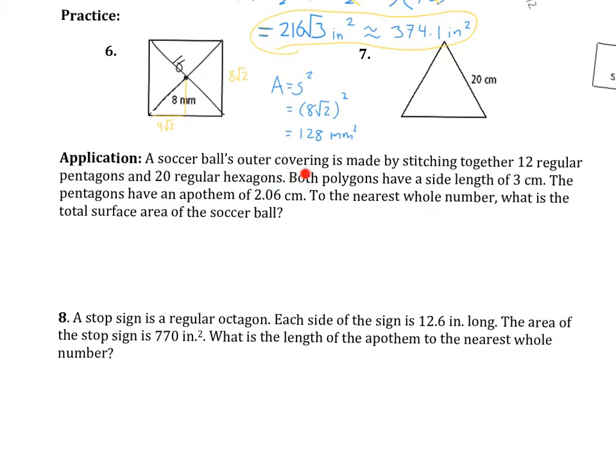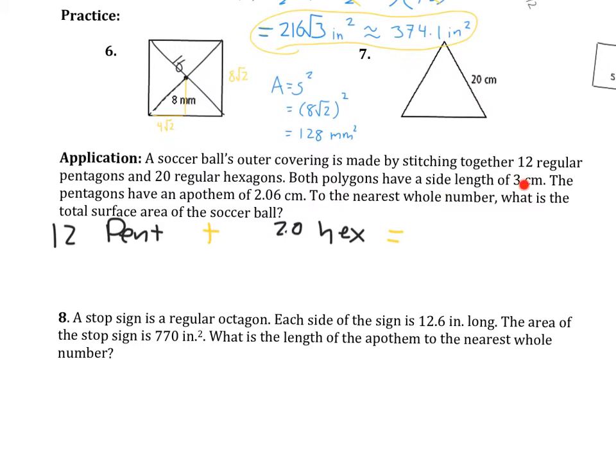All right, let's take a gander at this application. A soccer ball's outer covering is made by stitching together 12 regular pentagons and 20 regular hexagons. So I have pentagons and I have hexagons. I have 20 of these and 12 of these, and I am going to add them together to get the total. So I find the area of one pentagon, multiply by 12. Find the area of one hexagon, multiply by 20, and we're going to add it all together.